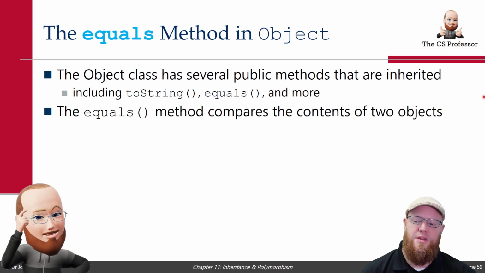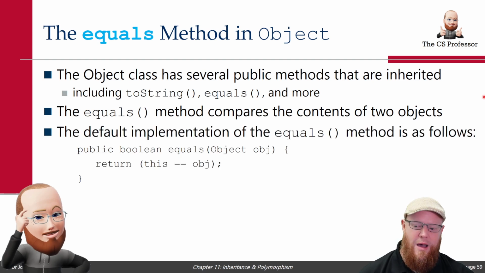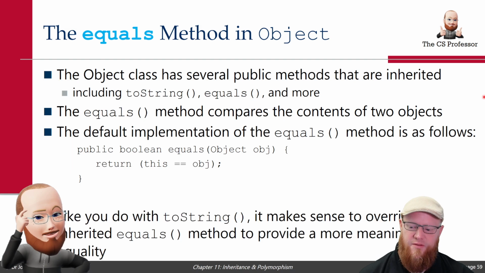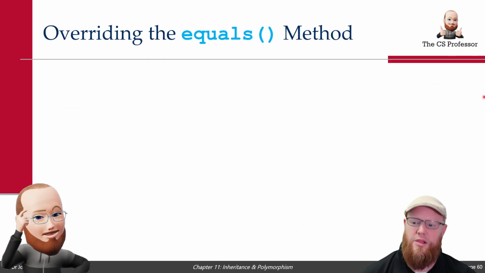The equals method, we want it to really compare the contents of two objects, but the reality is that the equals method in general, it merely compares the addresses of two objects. So what we would like to do is, in the same way that we inherit the toString method from the object class and then we immediately override it, we would like to inherit this equals method, and we want to override it to provide a more meaningful equality test.